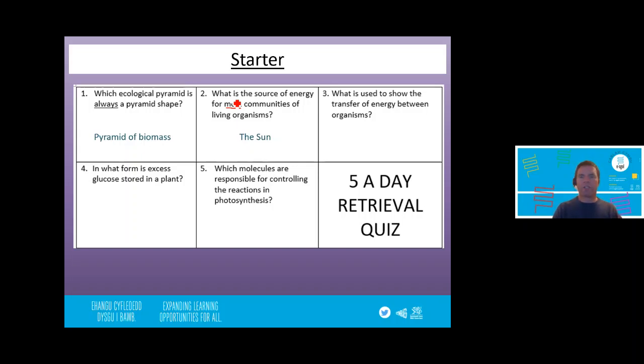What is used to show the transfer of energy between organisms? It's going to be a food chain. And then this links back to some photosynthesis stuff, which is worth keeping in mind. In what form is excess glucose stored in a plant? That's starch. And which molecules are responsible for controlling reactions in photosynthesis? That's enzymes. And some of this stuff is very relevant because we're going to see it when we come on to the carbon cycle.